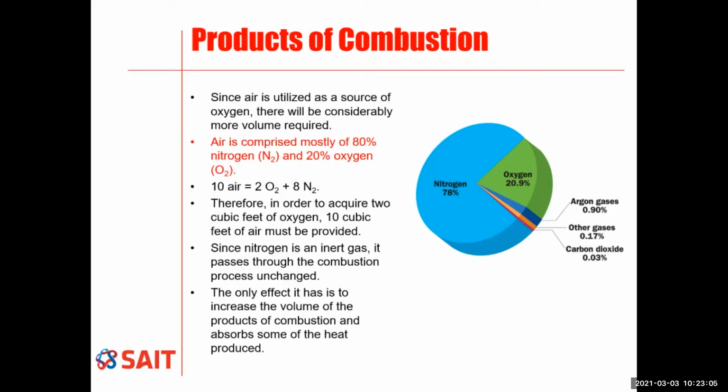So nitrogen is an inert gas, and therefore it passes through the combustion process unchanged. So that's why it wasn't listed in the previous perfect combustion chemical formulas. Okay, because it goes in and out. It doesn't have an effect on anything.